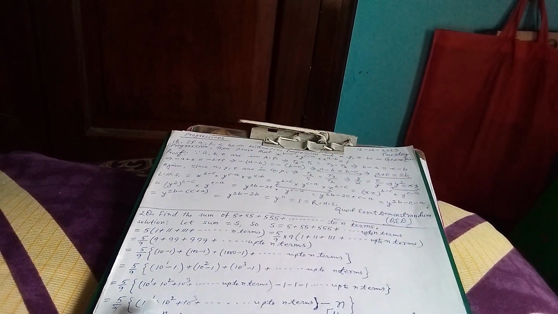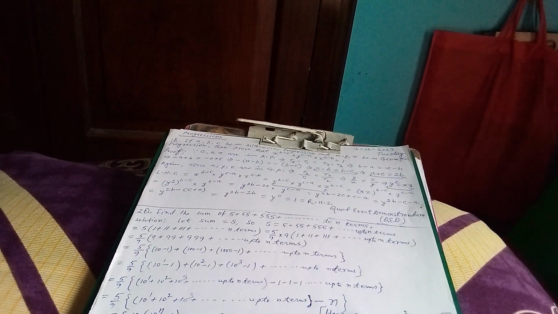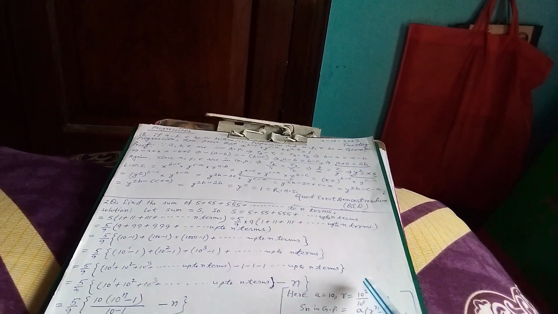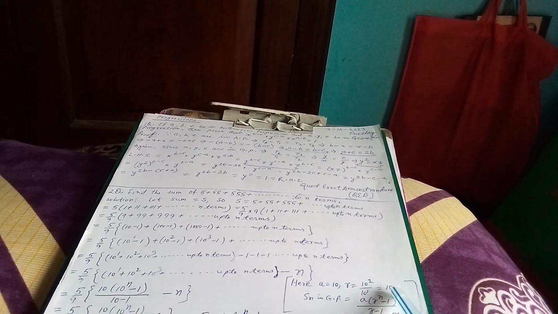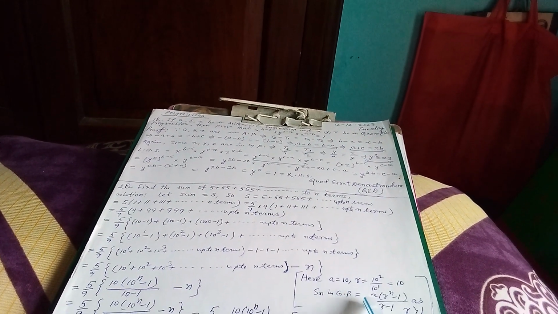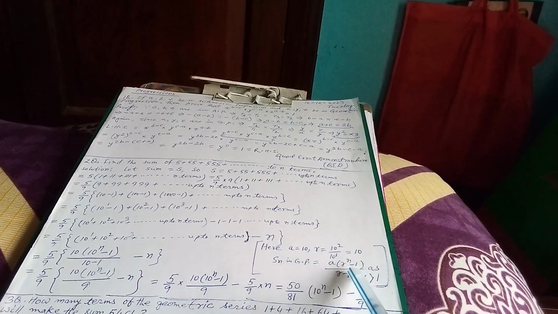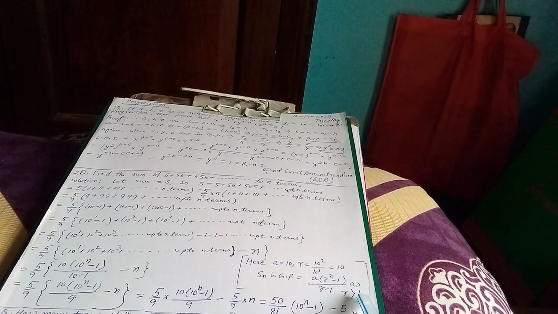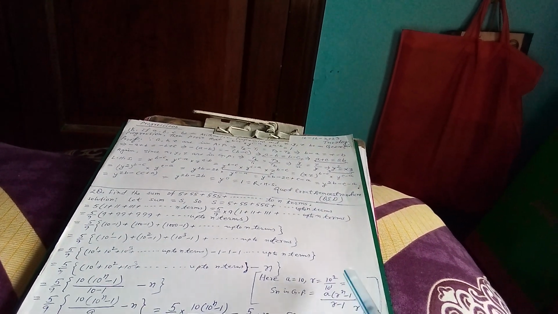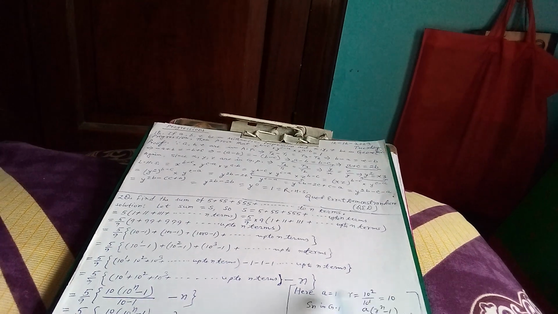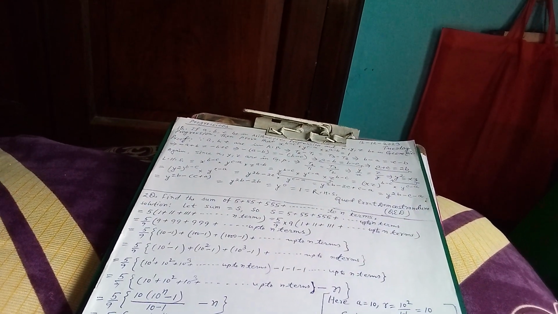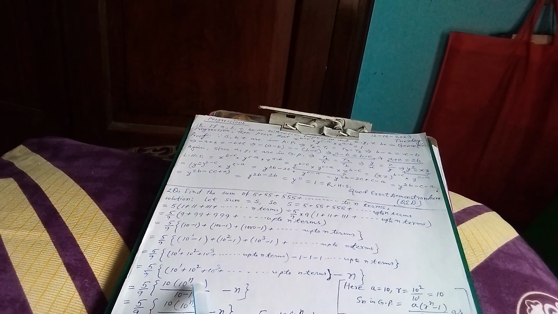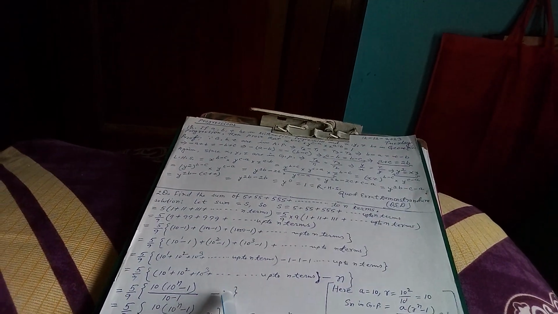Now here you find that first term a equals to 10, then common ratio is second term by first term, that is 10 square by 10 to the power 1 equals to 10. So here Sn in GP is a into r to the power n minus 1 by r minus 1, because r is greater than 1. Common ratio is greater than 1, that is 10 here. So we are using this formula, and according to this formula we are writing here 5 by 9 into 10 into 10 to the power n minus 1 by 10 minus 1 minus n.